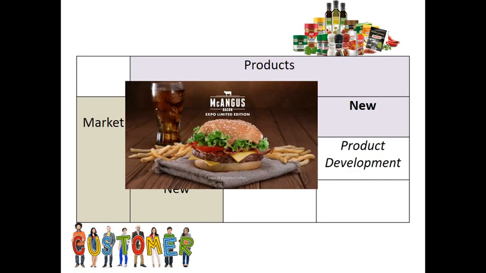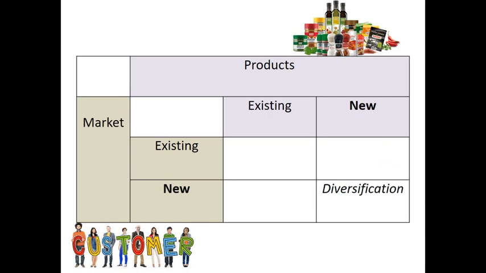The risks involved are that we're developing a new product. Maybe the customers won't like it, but at least we know our customers. So there's a better chance that we develop a product that's going to be popular with them. The most risky option is called diversification. And diversification occurs when you start selling new products in a new market.